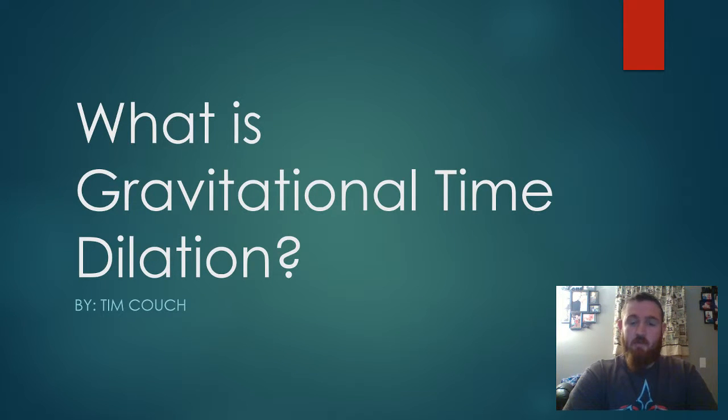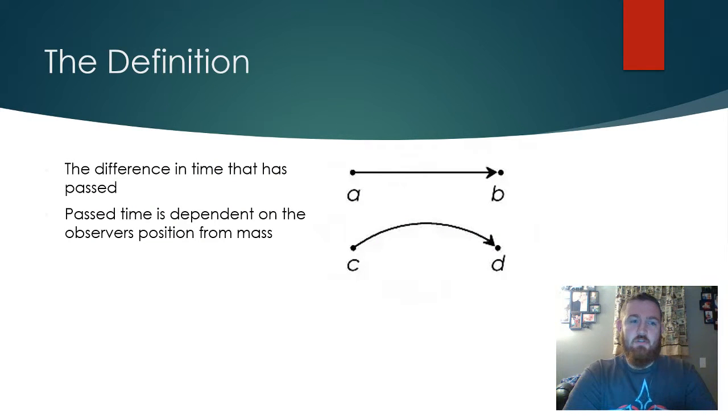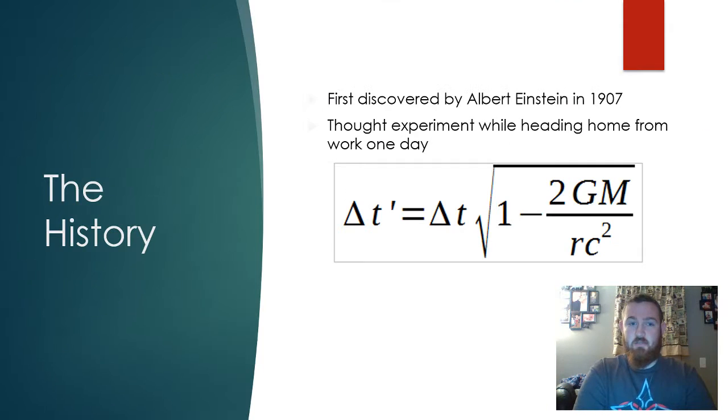I'm going to cover what gravitational time dilation is, the definition, a very brief history on how it came about, and its uses and what we know about it. So the definition of gravitational time dilation is the difference in time that has passed dependent on an observer's position from a point of mass, because mass has gravity, which we'll cover here in a second. And that's relative to the observer, not for the observer experiencing the event.